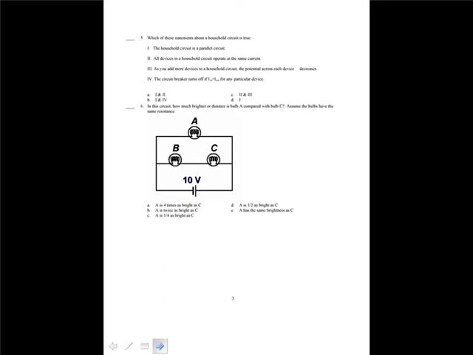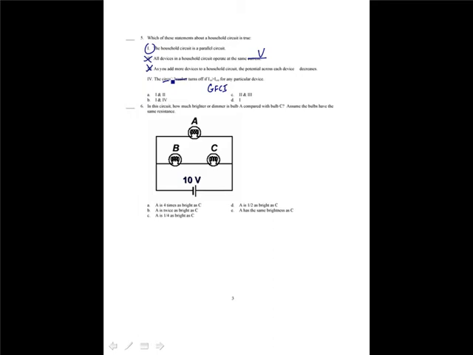Which of these statements about a household circuit is true? Alright, the household circuit is a parallel circuit. That is true. All devices in a household circuit operate at the same current. That is not true. They operate at the same voltage. As you add more devices to a household circuit, the potential across each device decreases. That's not true, because the potential remains constant. The circuit breaker turns off if IN is greater than IOUT for any particular device. That is not true. This is for a GFCI, ground fault circuit interrupt, not for a circuit breaker.